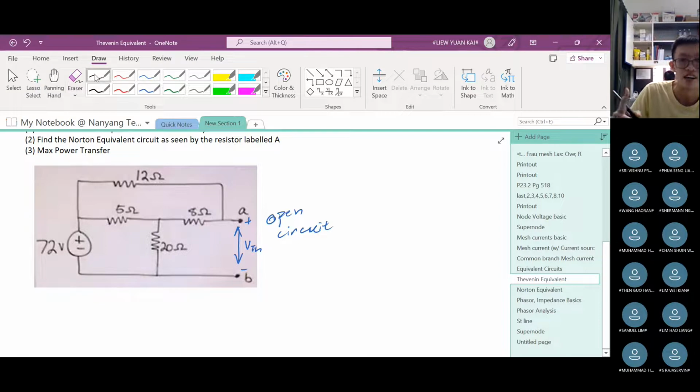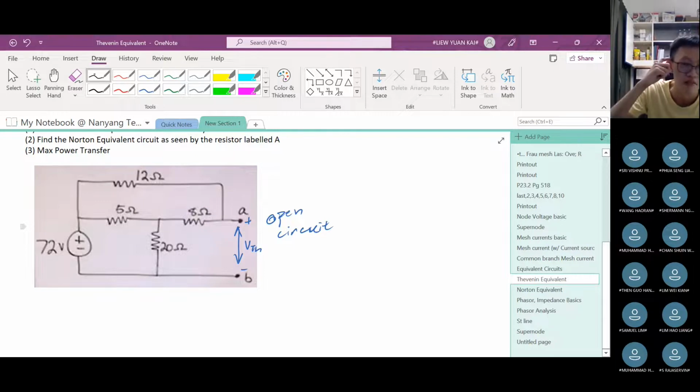How to find that? That's why we need to be strong with our methods from last class. You remember we learned about mesh current and node voltage? So this is what we're going to do. We're going to use either mesh currents or node voltage to find the potential difference across A and B. You can choose anything you want. If you want node voltage, that's fine. If you want mesh current, that's fine.